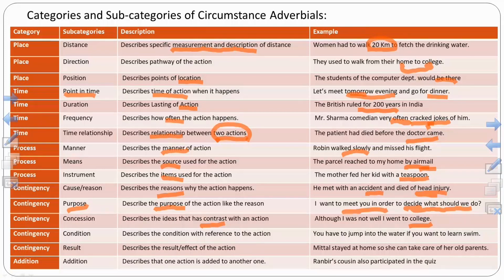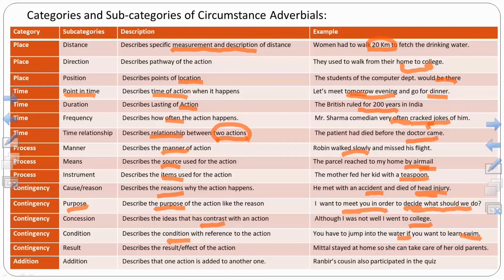Let's go to the next, the fourth one, that is condition. It describes the condition with reference to the action. That is, you have to jump into the water if you want to learn to swim. Here there is a condition: if somebody wants to learn something, then he has to jump. If you want to learn to swim, here it shows condition. Whenever you find the word if in any sentence, it means there is a condition.